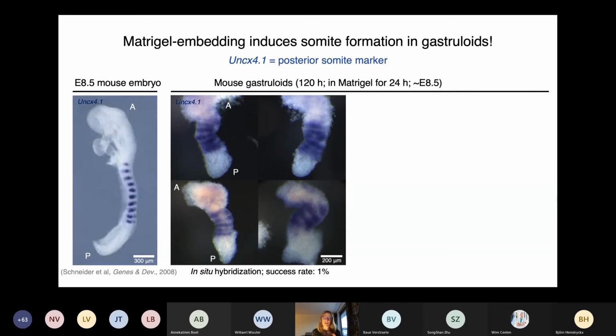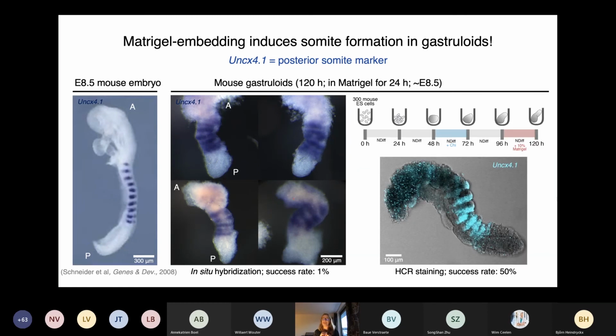But based on these observations, we started to play around with the protocol and optimize it. And in the end, we figured out that if we decrease the concentration of matrigel, if we dilute the matrigel, then we can actually induce the formation of proper somite-like structures in these gastroloids. So we found that if we add 10% matrigel to gastroloids at 96 hours after aggregation, that induces the formation of very clearly defined somite-like structures in this in vitro model.